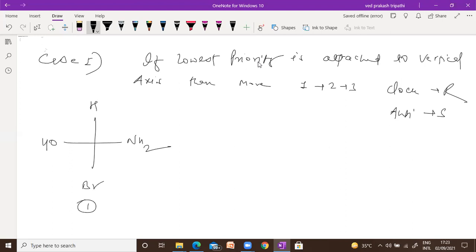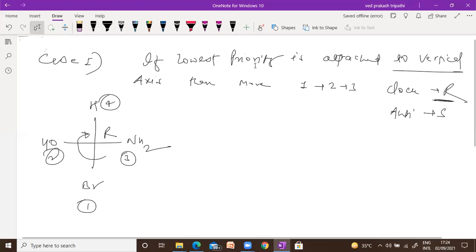You can see bromine 1, oxygen 2, nitrogen 3, hydrogen 4. Lowest is attached on the vertical axis. And we can move 1 to 2. If you move 1 to 2, you can see this is going clockwise. So clock means R. So this is R. Any doubt? Please tell me. Very easy one. No doubt. My request, please turn off your mic. Someone opened their mic. Okay. So there is no doubt in this case.